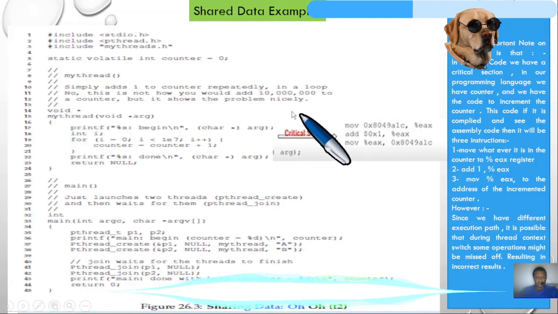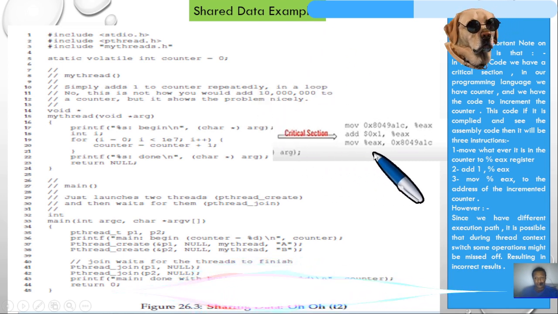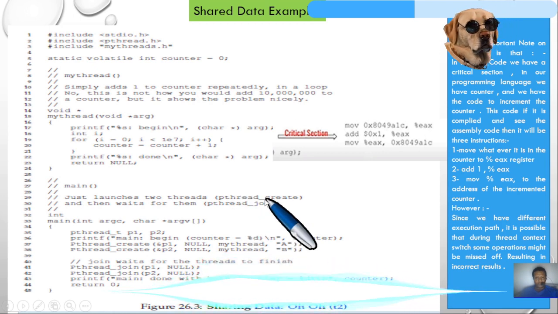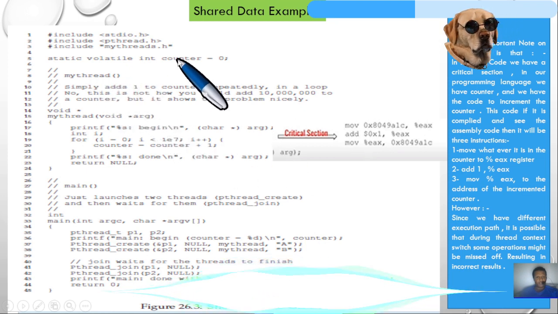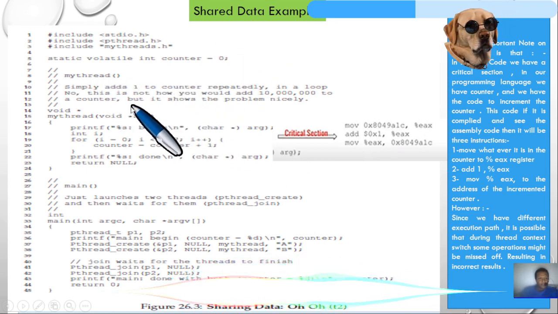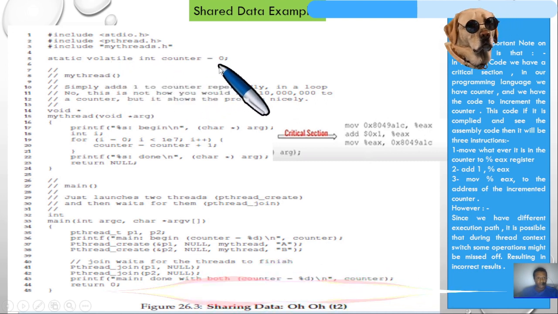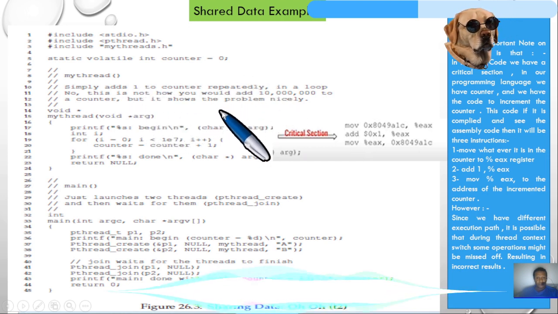That is the answer. Now let's discuss the shared data example. In the shared data example, this is the code also. I took it from the book. You can directly download it also. We're going to see it together. In the shared data, this is a simple code. For example, this is my thread, a static volatile int counter. The counter starts from 0. Then my thread simply adds 1 to the counter repeatedly in a loop.